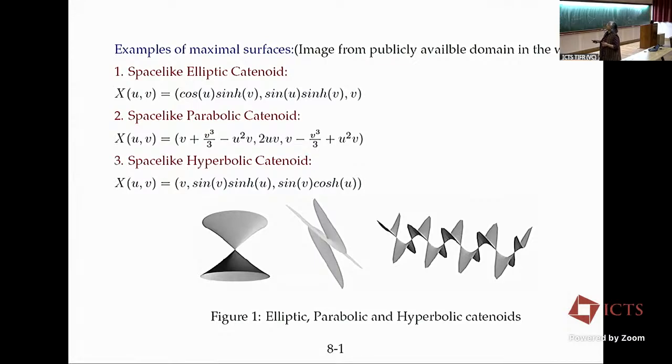So I have some pictures finally. Space-like elliptic catenoid, this looks like this. So sorry, these images were just publicly available. I'm not good at generating pictures. So these I just took from the internet. So this is space-like parabolic catenoid and space-like hyperbolic catenoid. Okay, for example, you can see there are singularities.